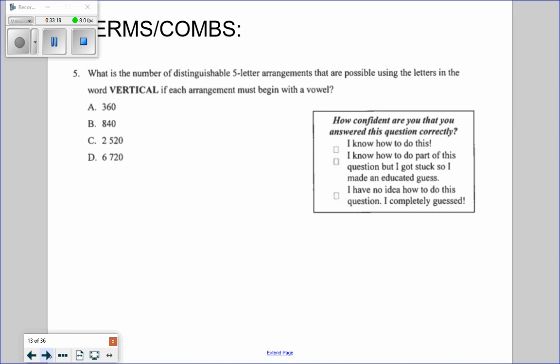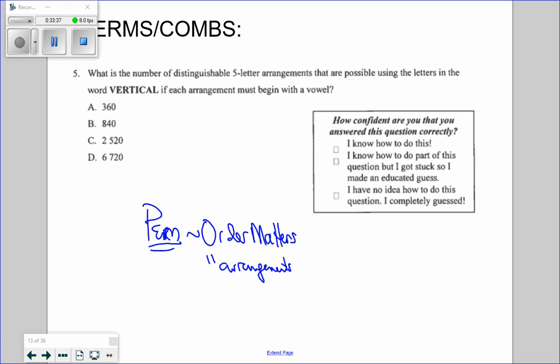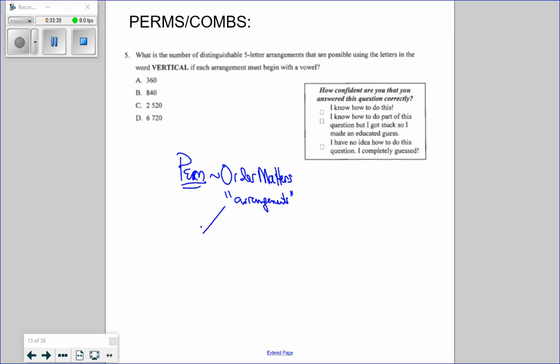Perms and coms. So permutation, order matters. These are your arrangements. The way we do almost all these questions is the blanks method. But every once in a while, we can do nPr.